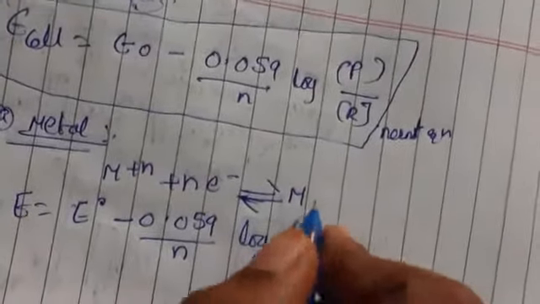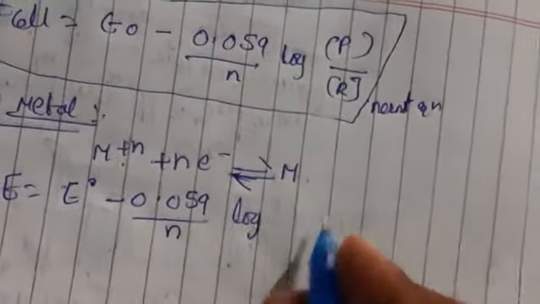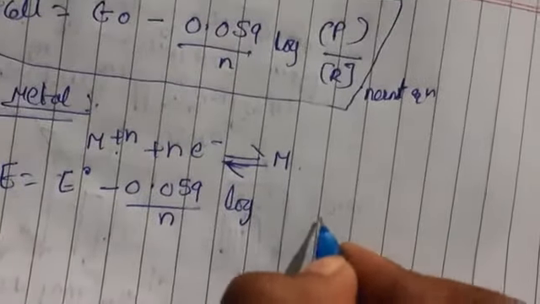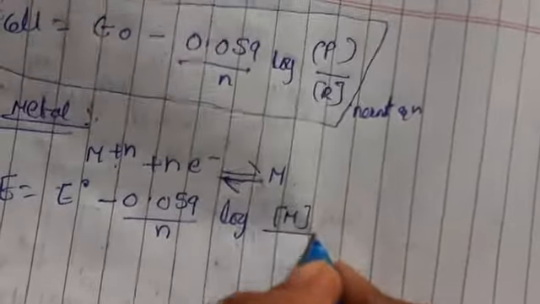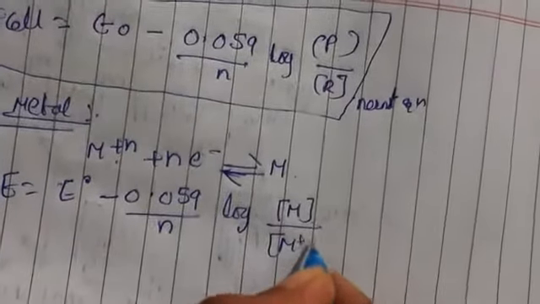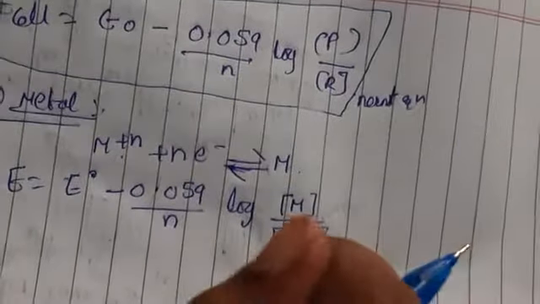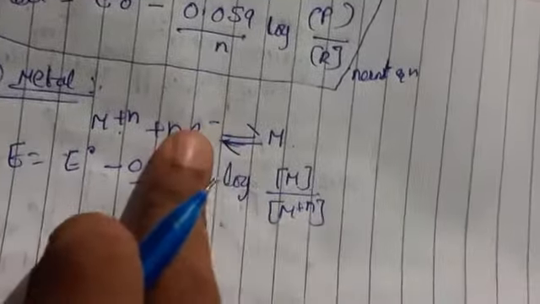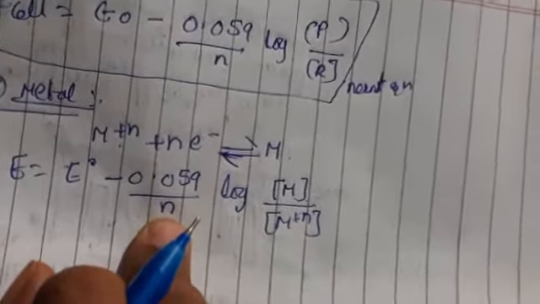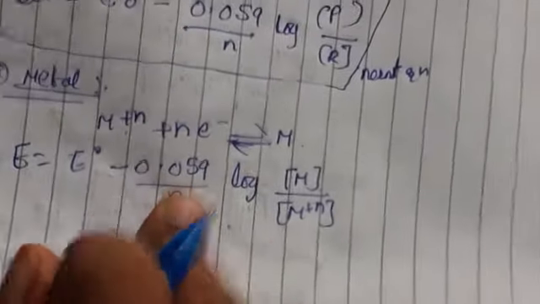According to the equilibrium constant, what will we write? Products by reactants. What is the product here? Concentration of M by concentration of M^n+. So here electrons are there, where n is the number of electrons transferred. So how many electrons are transferred here? n electrons. That's why I have kept n here.